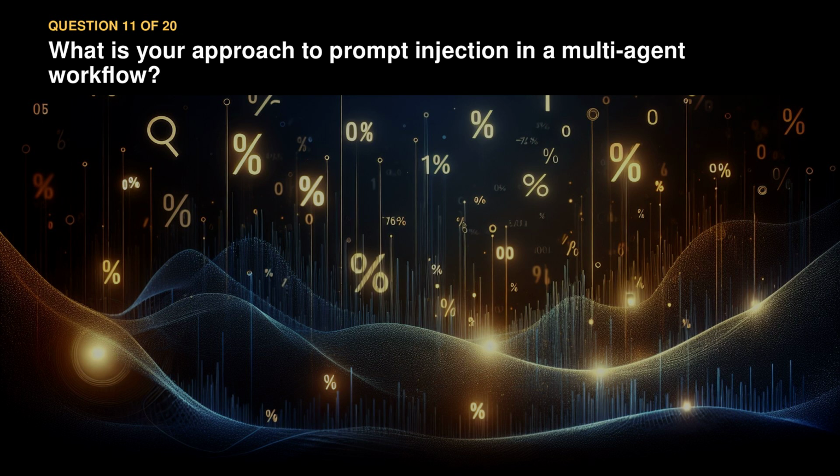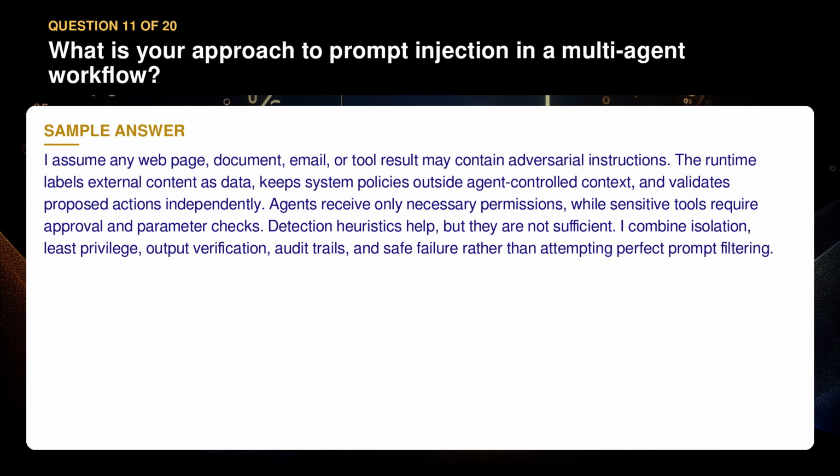Question 11. What is your approach to prompt injection in a multi-agent workflow? I assume any web page, document, email, or tool result may contain adversarial instructions. The runtime labels external content as data, keeps system policies outside agent-controlled context, and validates proposed actions independently. Agents receive only necessary permissions, while sensitive tools require approval and parameter checks. Detection heuristics help, but they are not sufficient. I combine isolation, least privilege, output verification, audit trails, and safe failure rather than attempting perfect prompt filtering.